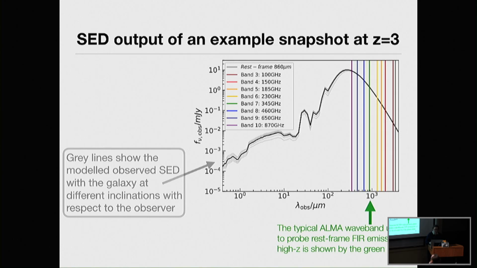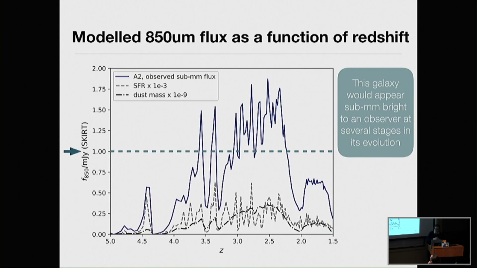In black, I've shown the mean SED, averaged over a number of detectors, and then in gray shows each detector's SED. And I've also overplotted some ALMA bands in color. The one I'm going to use is the 870 micron band, which is shown in green. So if I run the radiative transfer on all the snapshots in the simulation, I can track this ALMA observable flux across redshift. This is shown in the navy lines here. So I can see that the flux goes well above a millijansky for a substantial portion of the history of the galaxy. So at these times, the galaxy would be sub-millimeter bright.